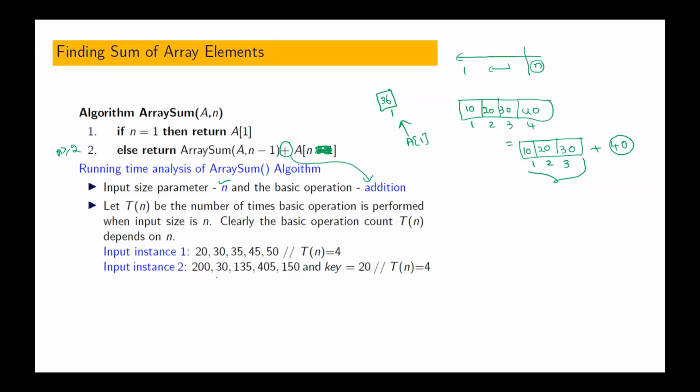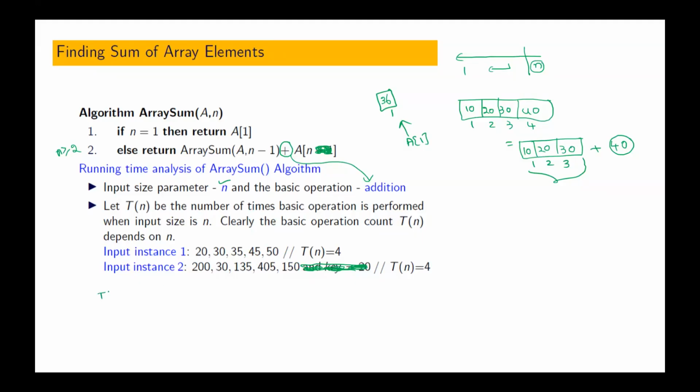Here 5 elements are there. Here also 5 elements. Well, the actual instances are different, but whether the T of n value is the same or different? It's the same. Okay.